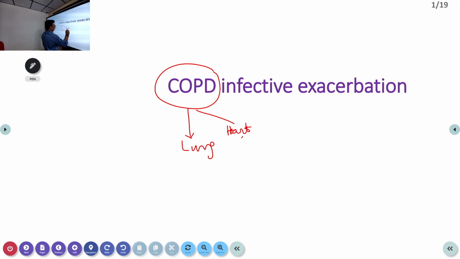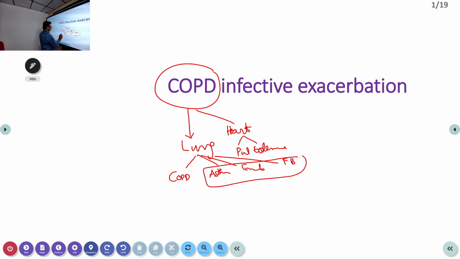In the heart, it can be mostly due to pulmonary edema. Then valvular disorders, all these things are there. In the lung, it can be COPD, acute exacerbation, asthma, pulmonary embolism, foreign body. So many other causes are there. We are going to discuss mainly COPD with acute exacerbation.